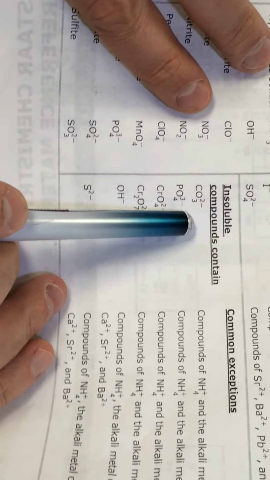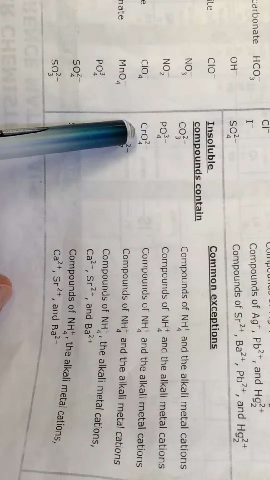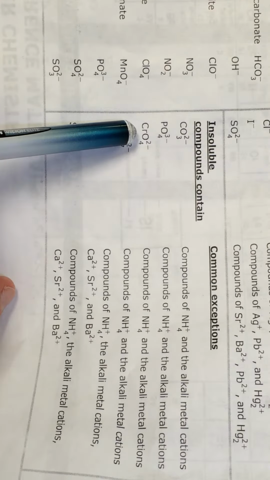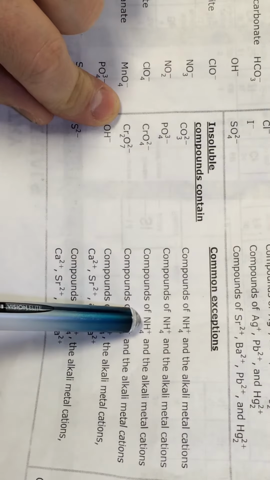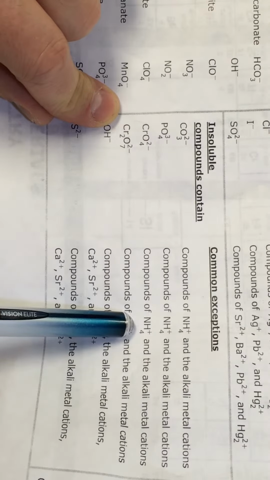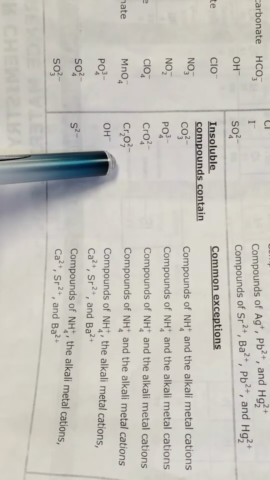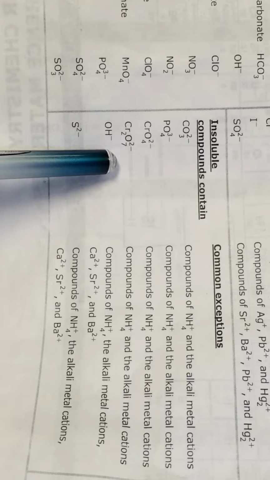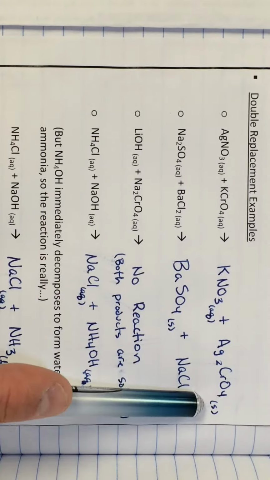So we go to the bottom where it lists insoluble compounds, and sure enough, here's chromate. So compounds that contain chromate are generally insoluble. There are some exceptions, like compounds that include ammonium as the cation or alkali metal cations, but that's not the case here. Our cation is silver, which is neither of those. So this compound is insoluble, which means that it's a solid.